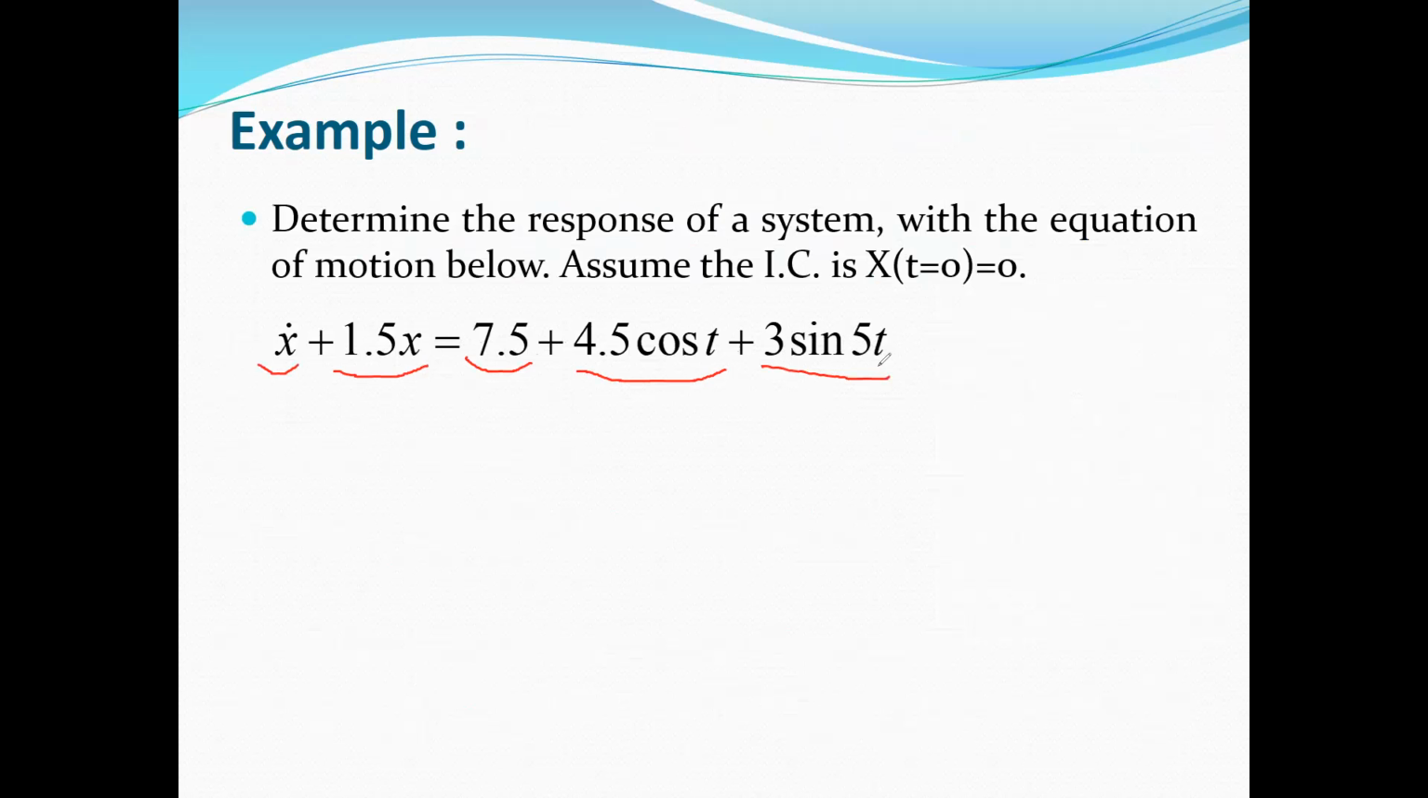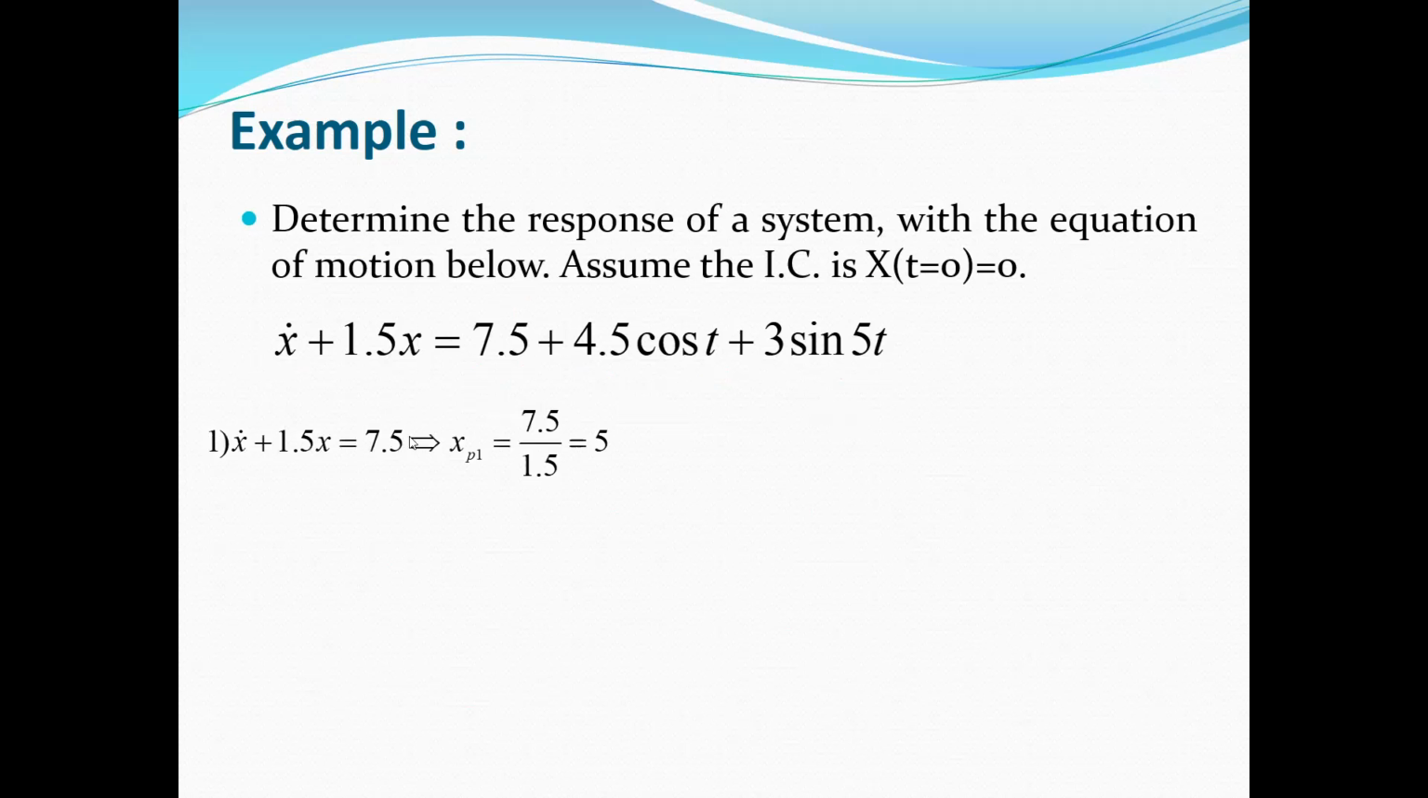You can see the non-homogeneous term includes one constant part. This is the constant part. So we should find one particular response for this part. We call it, for example, xp1. We have one harmonic with frequency 1. So we need to find another particular response for this frequency. We call it, for example, xp2. And finally, we have one harmonic with frequency 5. So we need another particular response, which we call xp3, for this non-homogeneous term.